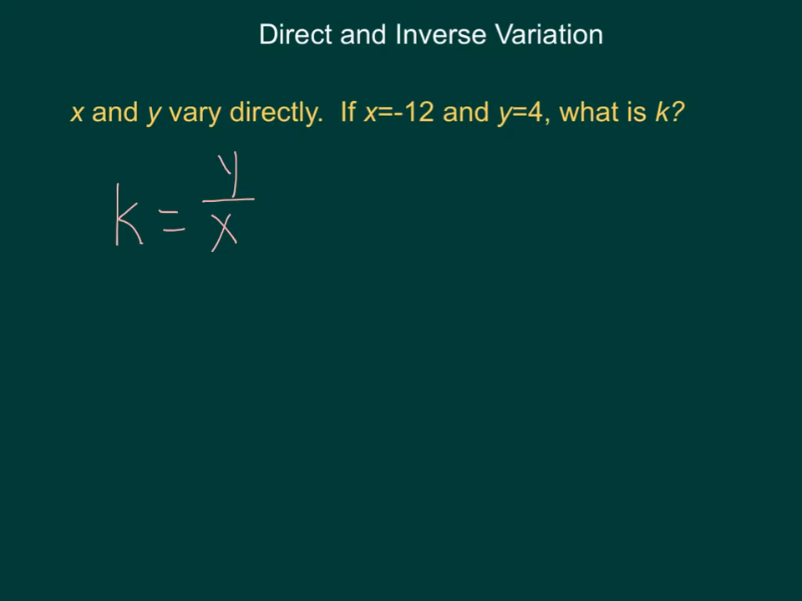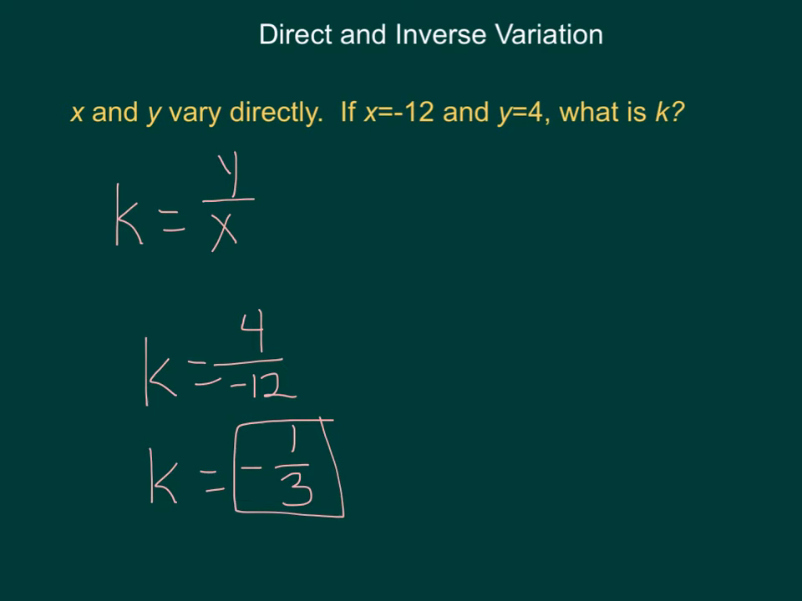So in our problem, y would be 4, x would be negative 12. Now just simplify that. Reduce if you can. Bring the negative out in front of the fraction. So k equals negative 1 over 3. And that would be your constant of variation.